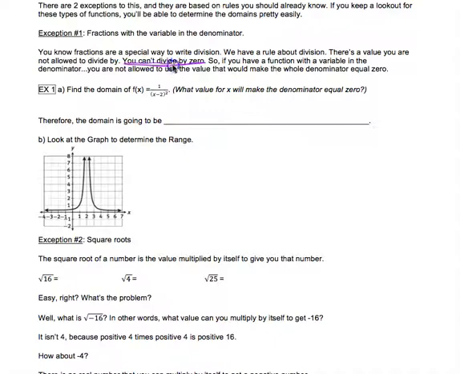Can't divide by 0. So that means we're not allowed to have 0 in the denominator of a fraction. So when you have a variable in the denominator, we have to figure out the value that would make that denominator equal 0, and we have to exclude it. So in this case, example 1a, we're asked to find the domain of this function, 1 over (x minus 2) squared. So what we have to do is figure out what will make the denominator equal 0.